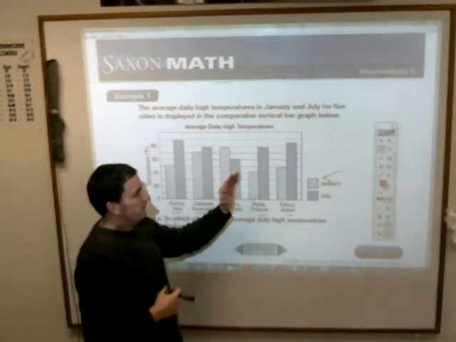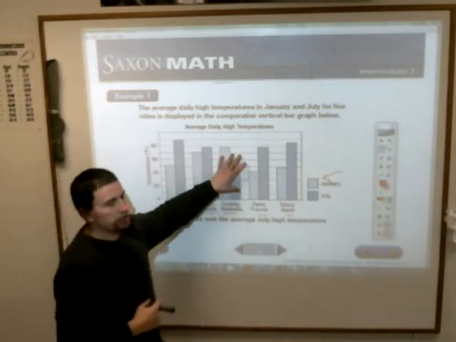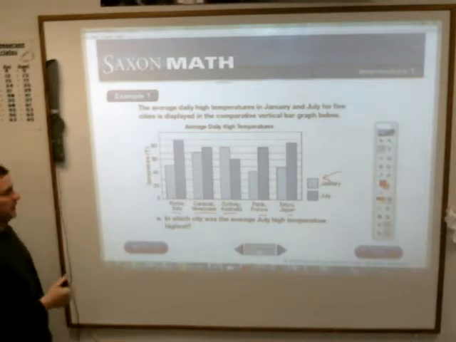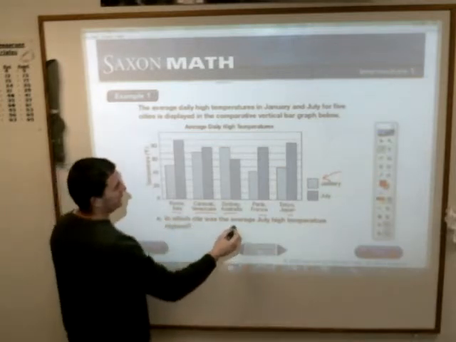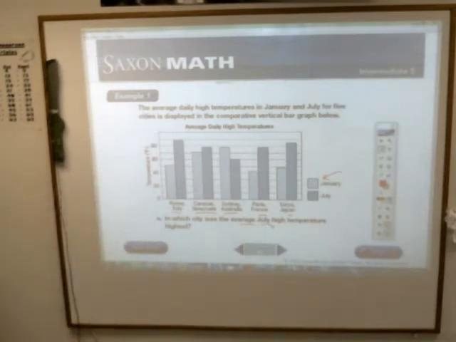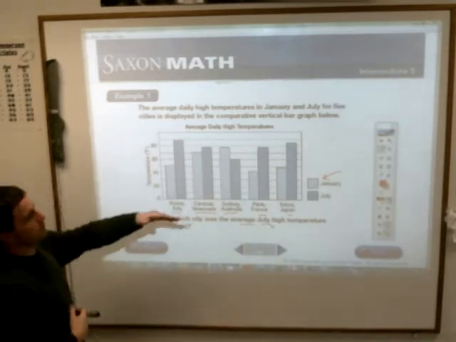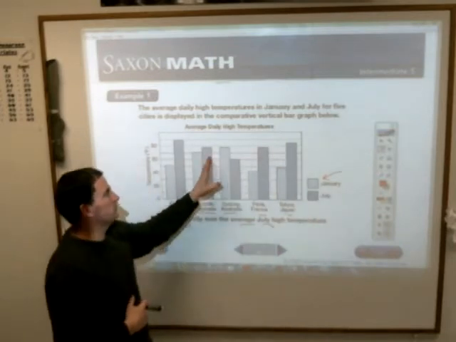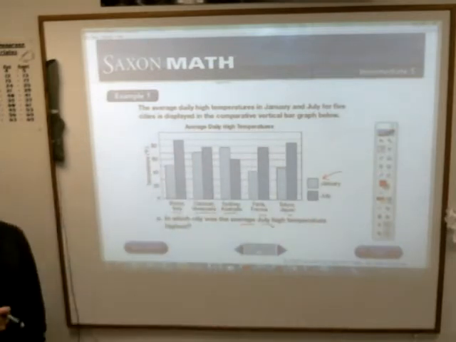So you can see the differences. It gives you a whole bunch of stuff that you can compare just by looking at them. In what city was the average July high temperature the highest? When you're looking at July, you can rule out the light blue. You're only focusing on the dark blue. Which one of the dark blues is the highest there?